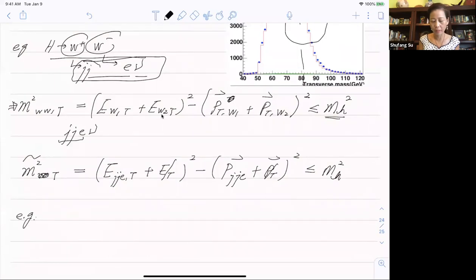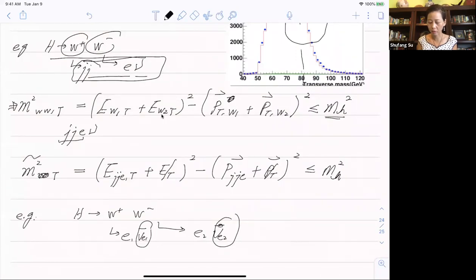Another example is the same process, W plus W minus. But this time, this one goes to e1, mu e1, and this one goes to e2, mu e2. So I actually have a process with two missing particles. But that's from the physics point of view. Collider-wise, I'm not going to see two different missing energies. All I'm going to see is one missing PT, that's it, because they are combined together. I cannot say part of that is due to one neutrino and part is due to the other neutrino. So you just have one PT.